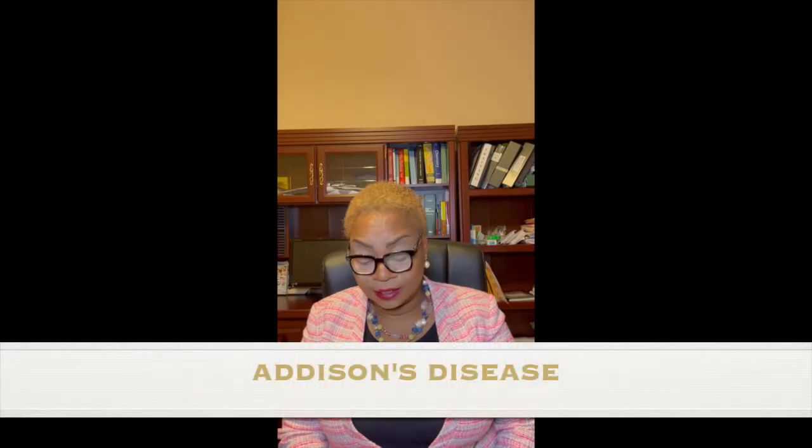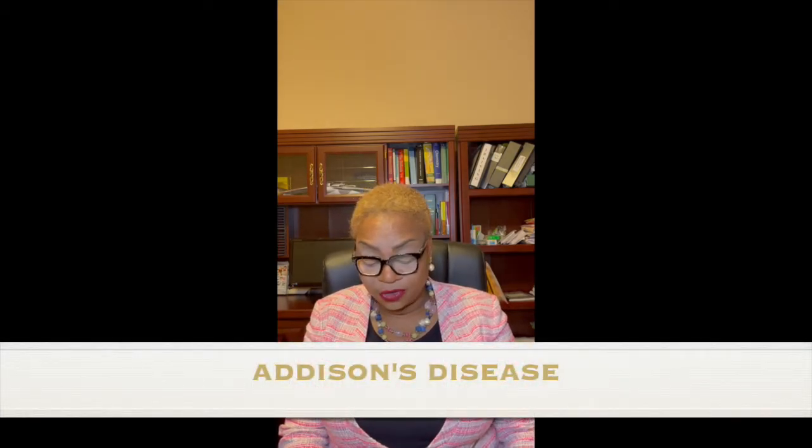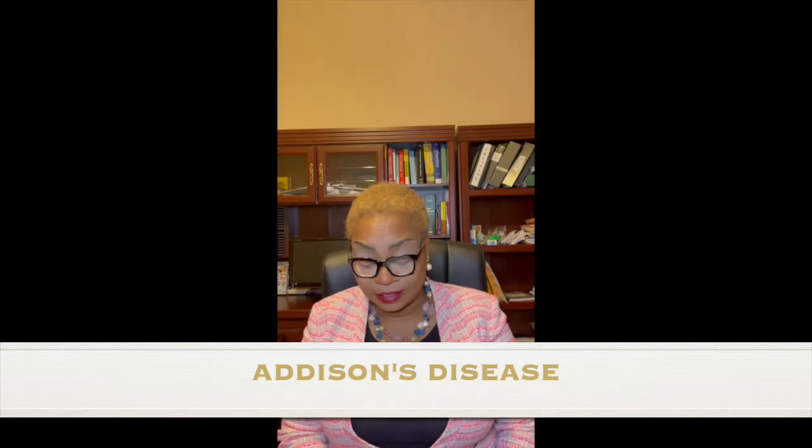The fourth disease we're going to discuss is Addison's Disease, which is caused when the adrenal glands produce insufficient cortisol. One of the classic signs of Addison's Disease is a darkening of the skin, a bronze-like skin pigmentation, and in Addisonian crisis, low blood pressure.